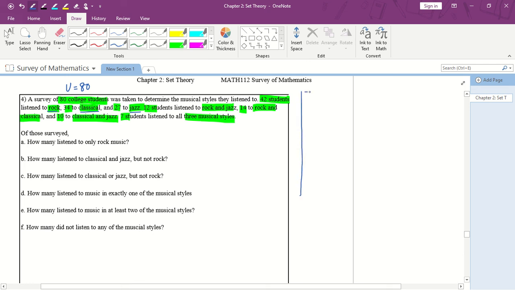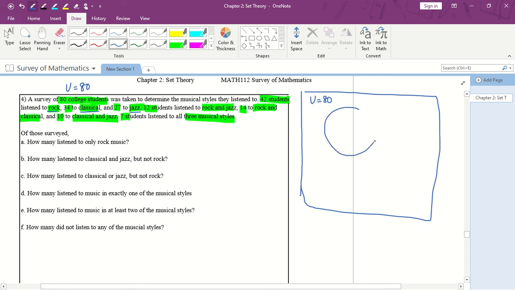And now we need a bigger Venn diagram. Okay, and let's try the next one. U is equal to 80. Okay, the first one, second one, and the third one.